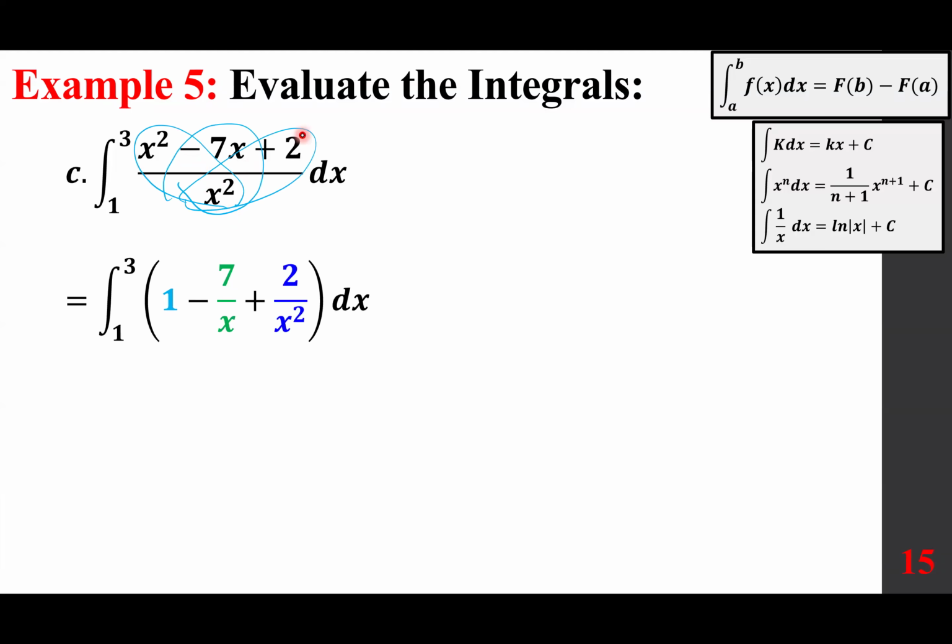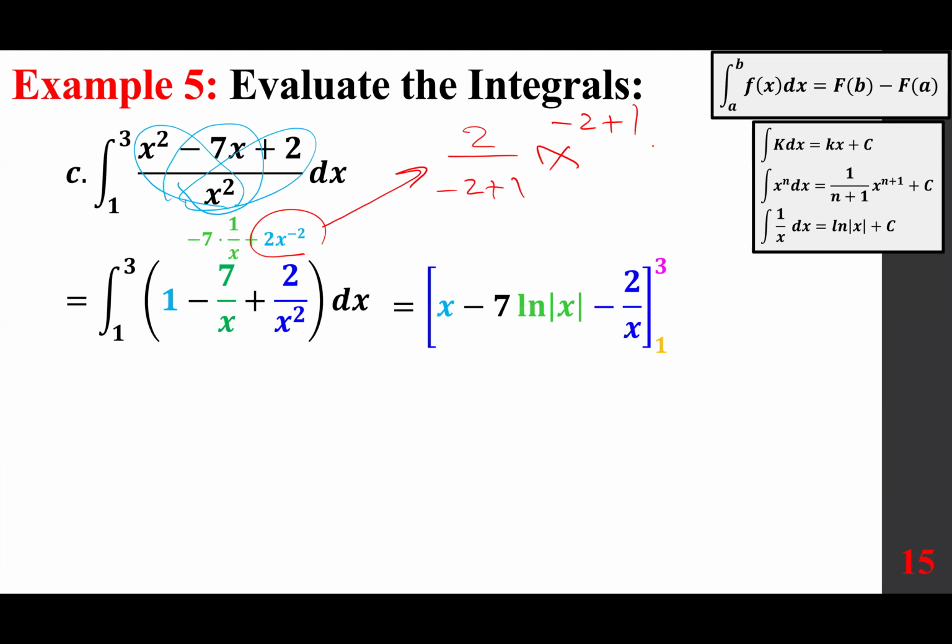To make sure we can integrate this, I'm going to remind you what we did last time. We're going to write this as minus 7 times 1 over x, and we're going to write this as 2x to the power of minus 2. This one, because this is dx, becomes x. This one, minus 7 natural log of x, and this one is 2 over negative 2 plus 1, x to the power of negative 2 plus 1. 2 over negative 1 becomes minus 2. x to the power of negative 1 becomes minus 2 over x.